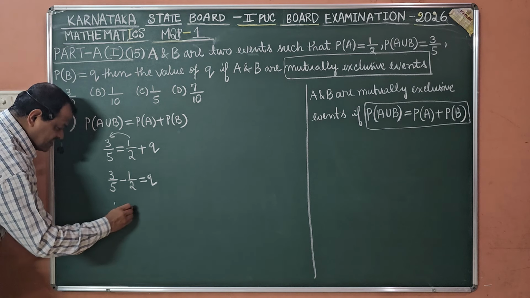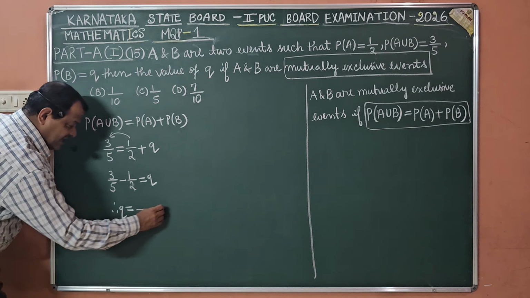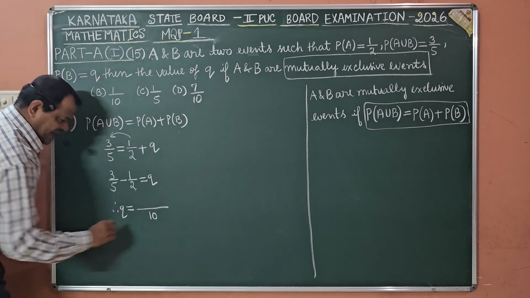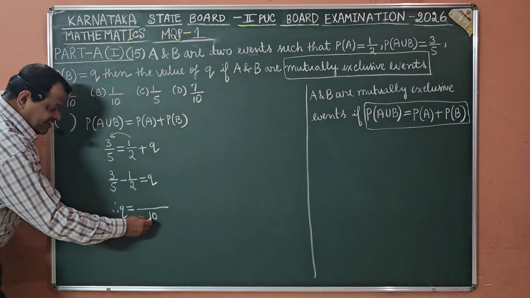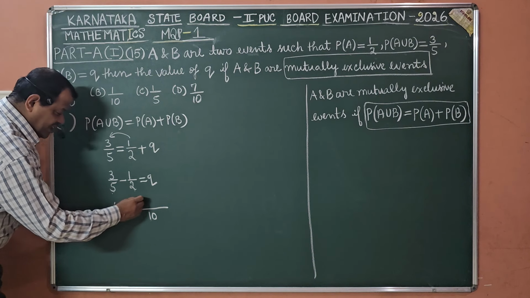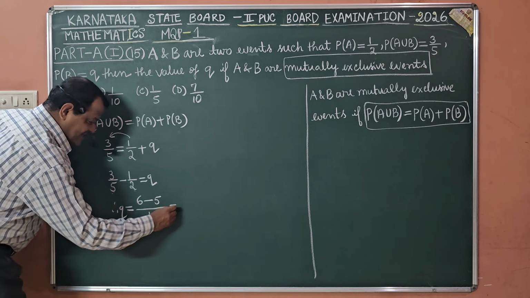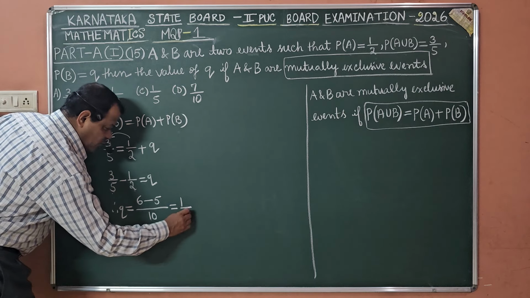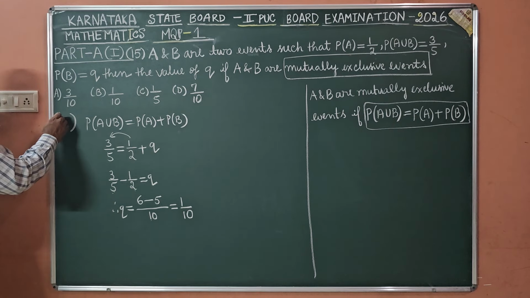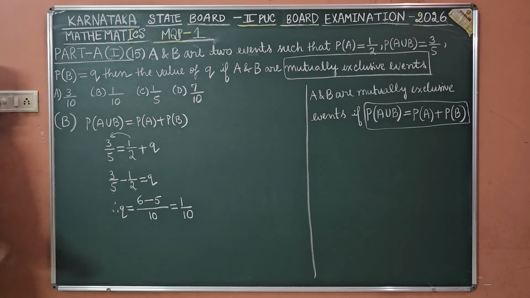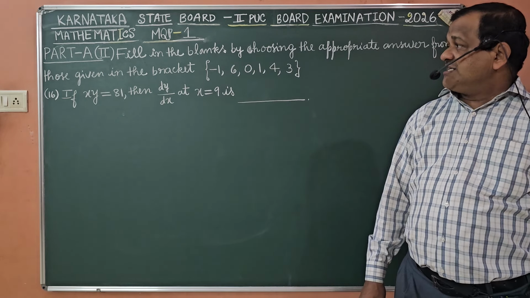Therefore, Q is, see, 5 into 2, 10 is the LCM. In 10, 5 goes 2 times; 2 into 3, 6, minus, in 10, 2 goes 5 times. So the answer is 6 minus 5, 1 by 10, which is found in option B. Kindly go through. Here we begin with the fill in the blanks.